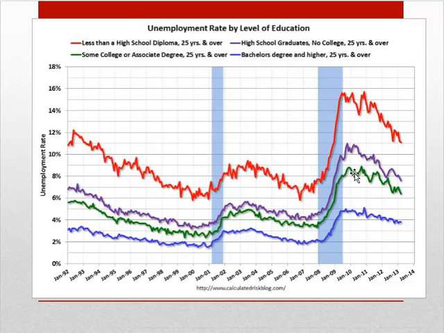And you can see, comparing this to people who just have 2 years of college, the unemployment rate for people with 4 years of college is about half of what it is for people with 2 years of college.